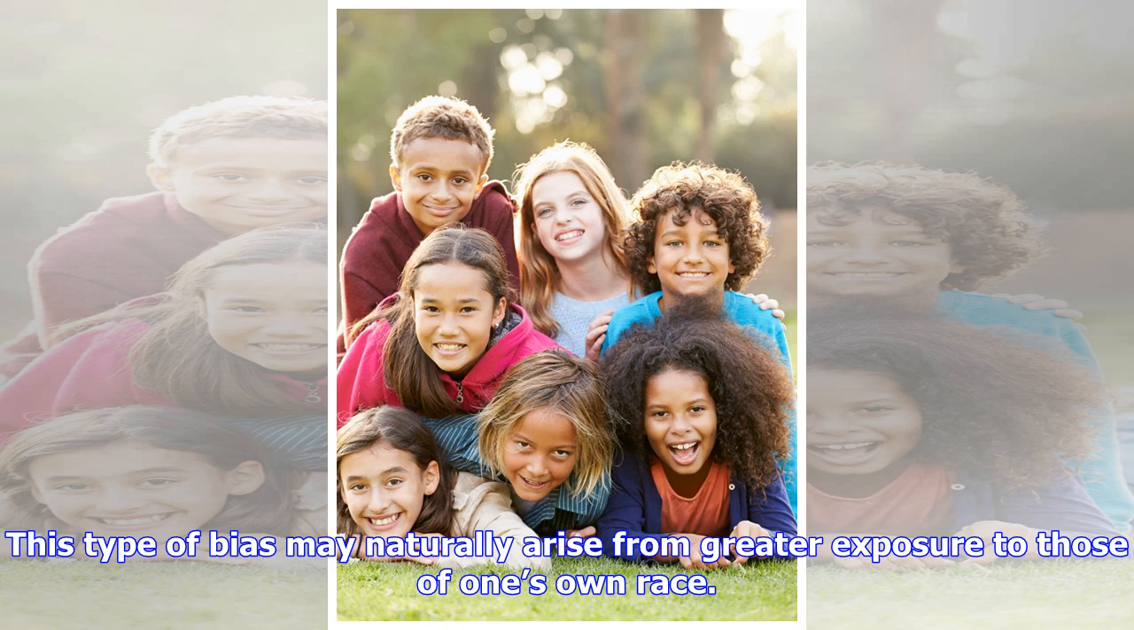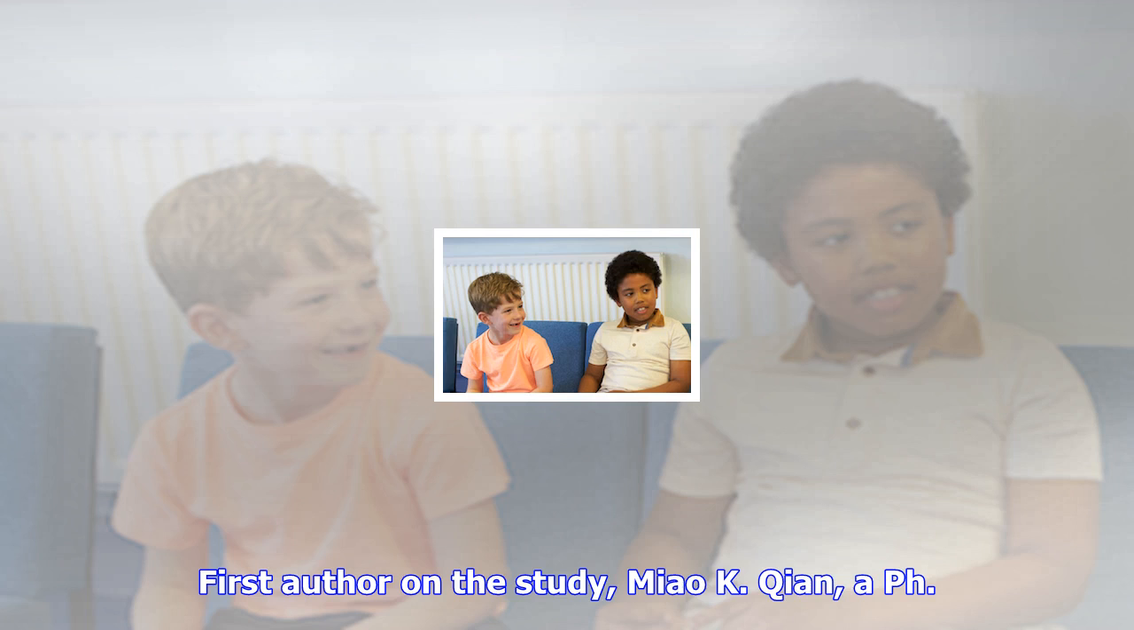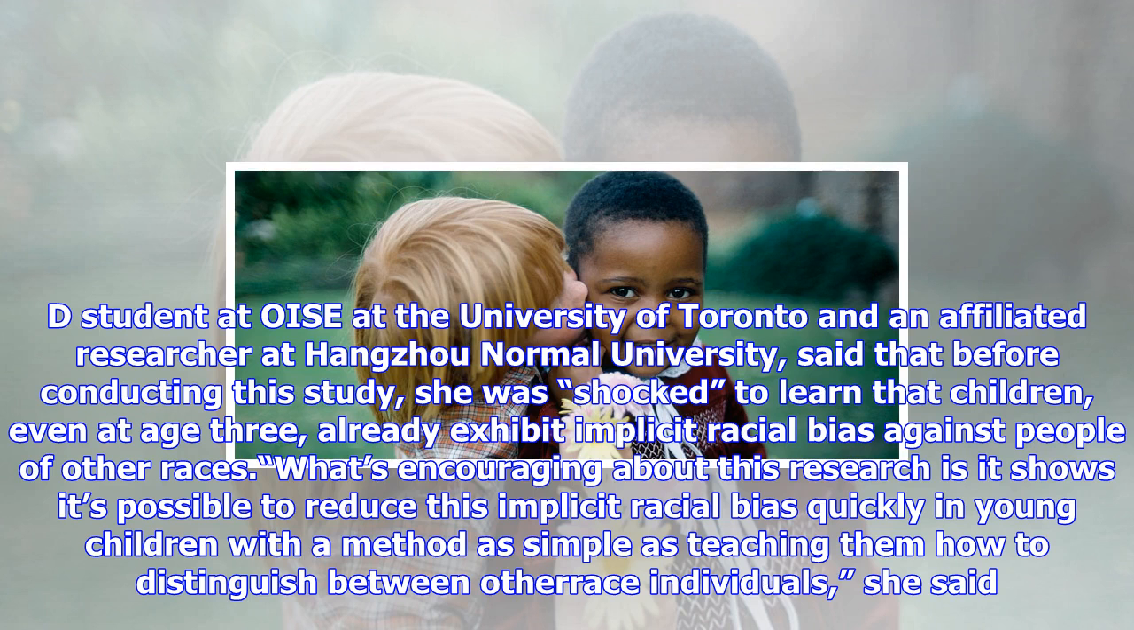The researchers say it's important to note the study focused on reducing implicit bias, or the extent to which humans have subconscious negative and positive associations with different races. This type of bias may naturally arise from greater exposure to those of one's own race. Explicit bias, on the other hand, refers to preferences, stereotypes, and prejudices we're more aware of, which may be learned socially from adults and peers.